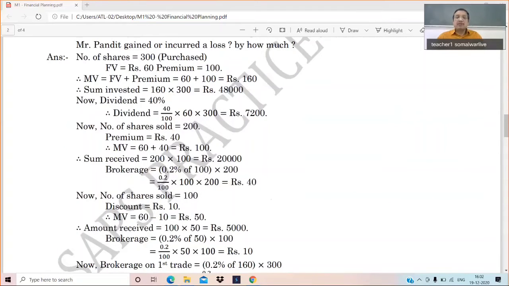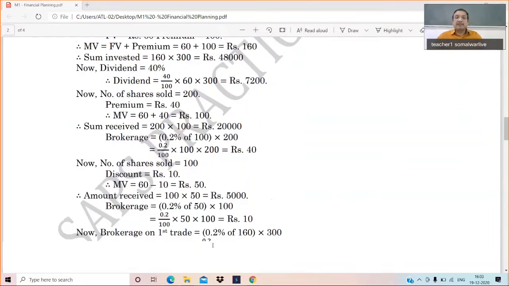So he received some amount and then later on, he sold the remaining shares, that is 100 shares, at a discount of rupees 10. So market value will be face value minus discount, that becomes 50 rupees, and number of shares sold 100. So amount received was 5,000. So brokerage paid, now here market value is 50 rupees. So brokerage is always calculated on market value. Keep in mind this. So it is 0.2% of 50 into number of shares 100. Then it gives total amount rupees 10. So he paid brokerage of rupees 10.